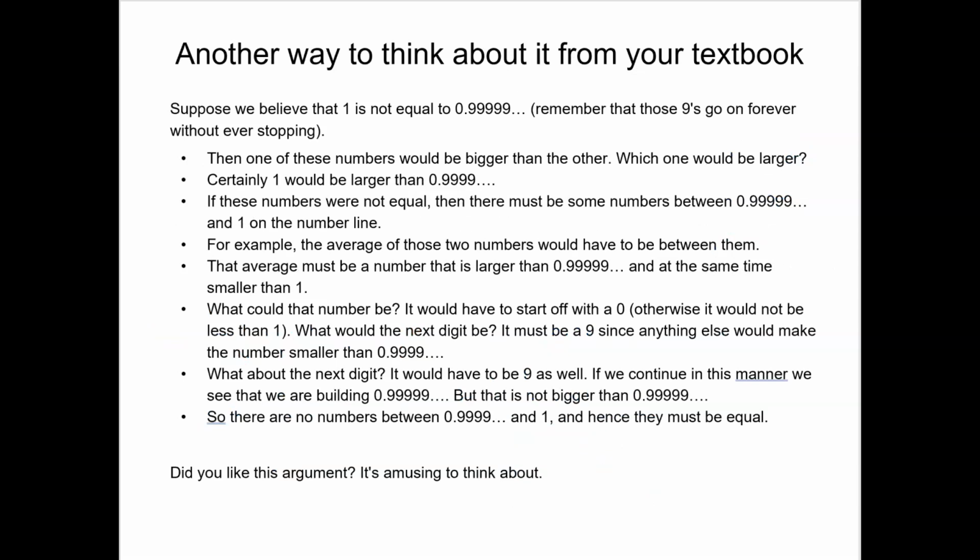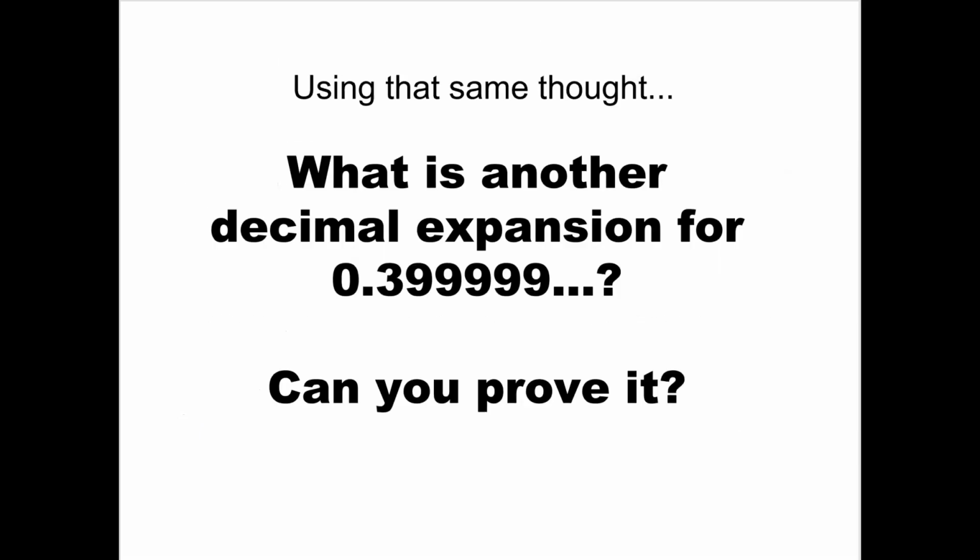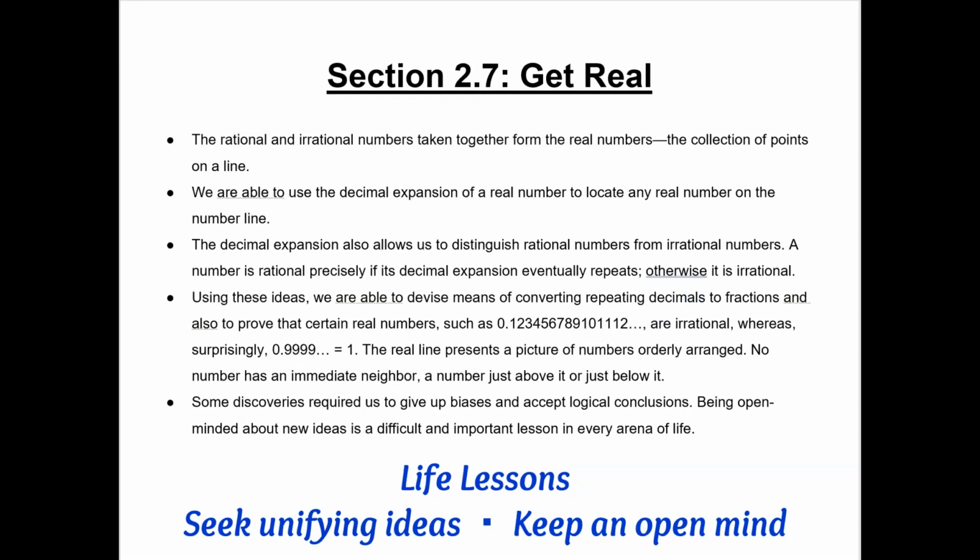So another way to think about it is from your textbook. You can pause and read it here, or read it in your textbook. And then using that same idea, what would be another decimal expansion for 0.39999? Can you prove it? Pause and see if you want to give it a try. I'll give you the answer here. It's 0.4. Can you prove it? So that concludes section 2.7, real numbers.